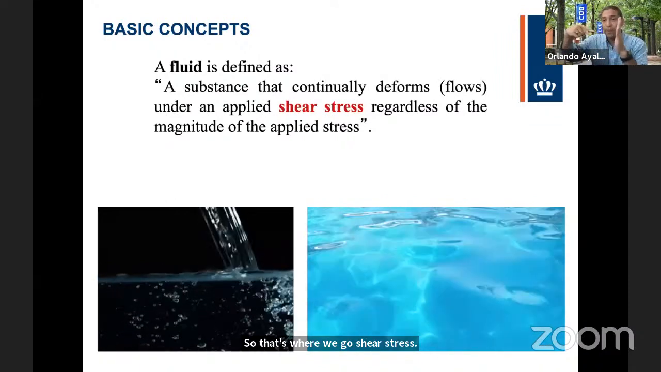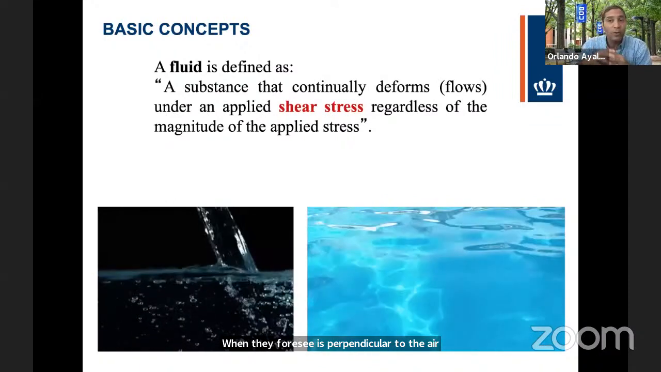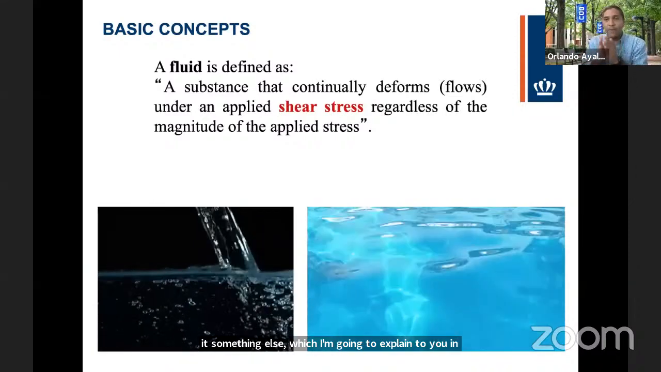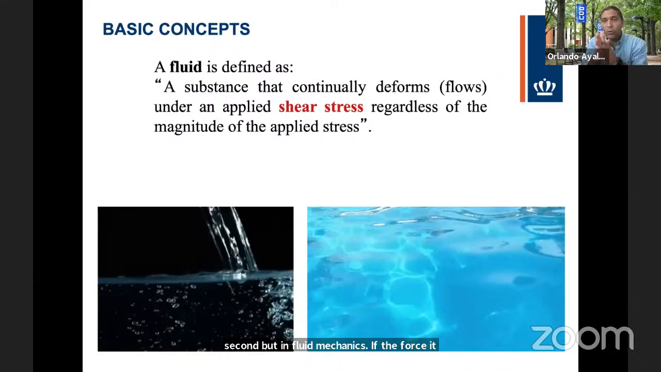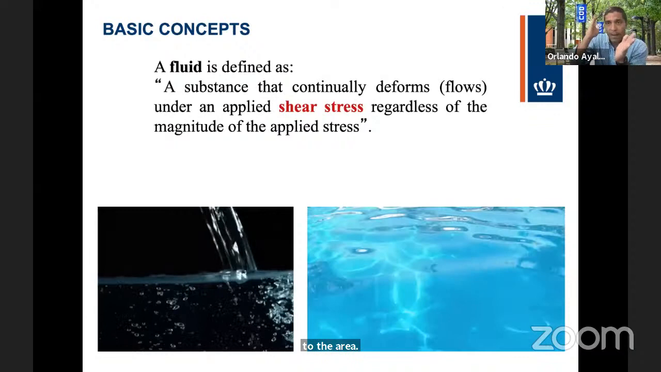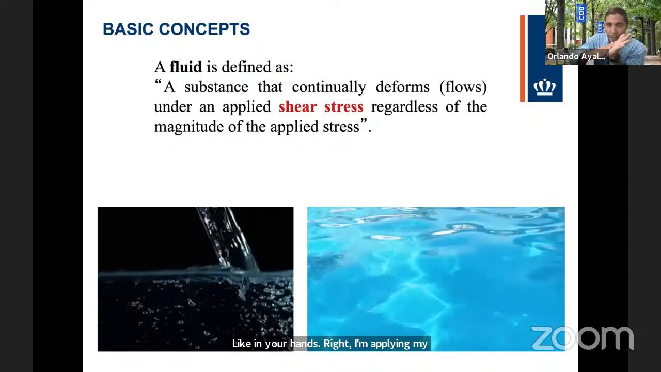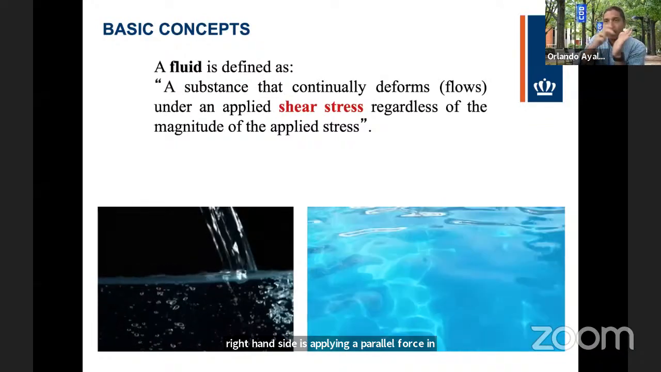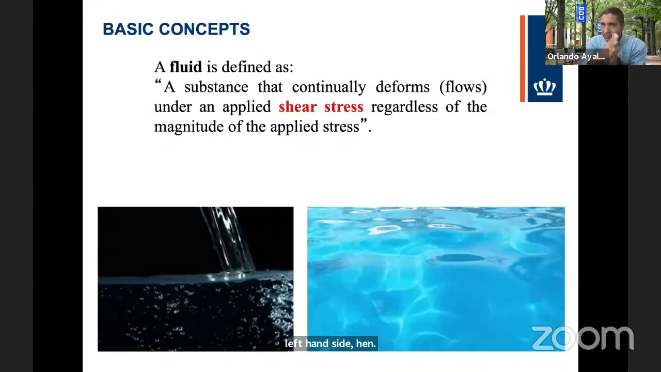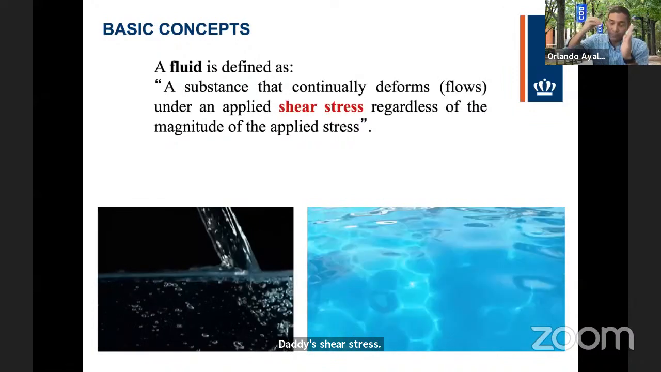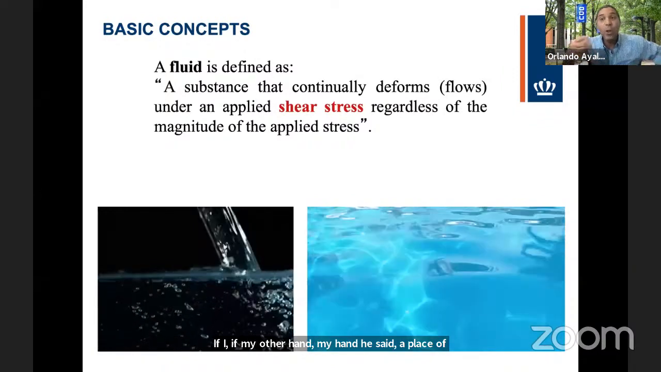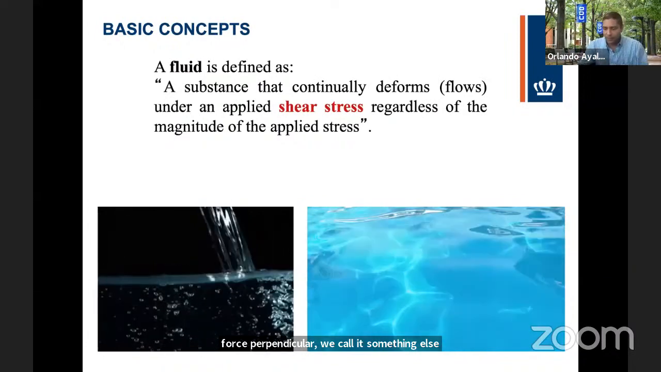When the force is perpendicular to the area, we call it something else, which I'm going to explain to you in a second. But in fluid mechanics, if the force is parallel to the area, like in your hands, right? My right hand is applying a parallel force into my left hand. That is shear stress. If my hand instead applies a force perpendicular, we call it something else, which I'm going to explain to you in a second.